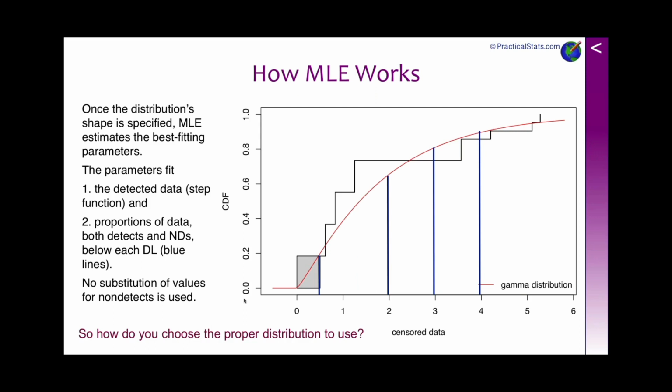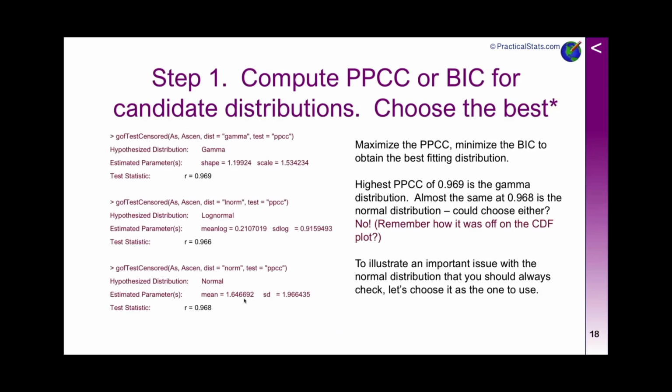So how do you choose which distribution to fit? Well, we'll try several of them and use some of those statistics that test to see which are best. The PPCC is the most commonly used one. So for here, I fit with this command. This is all in the EnvStats portion of R. Fit this, and the PPCC is 0.97 for a gamma distribution.